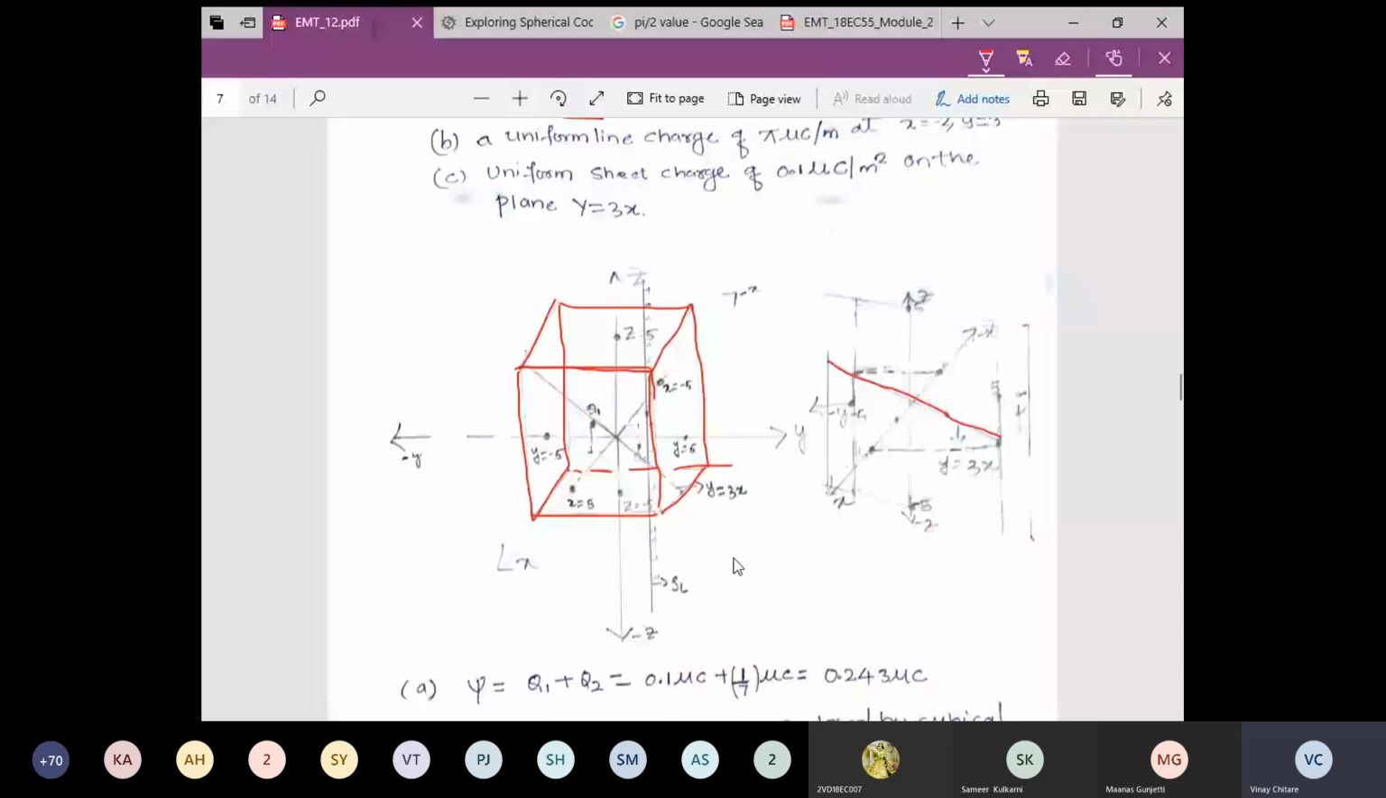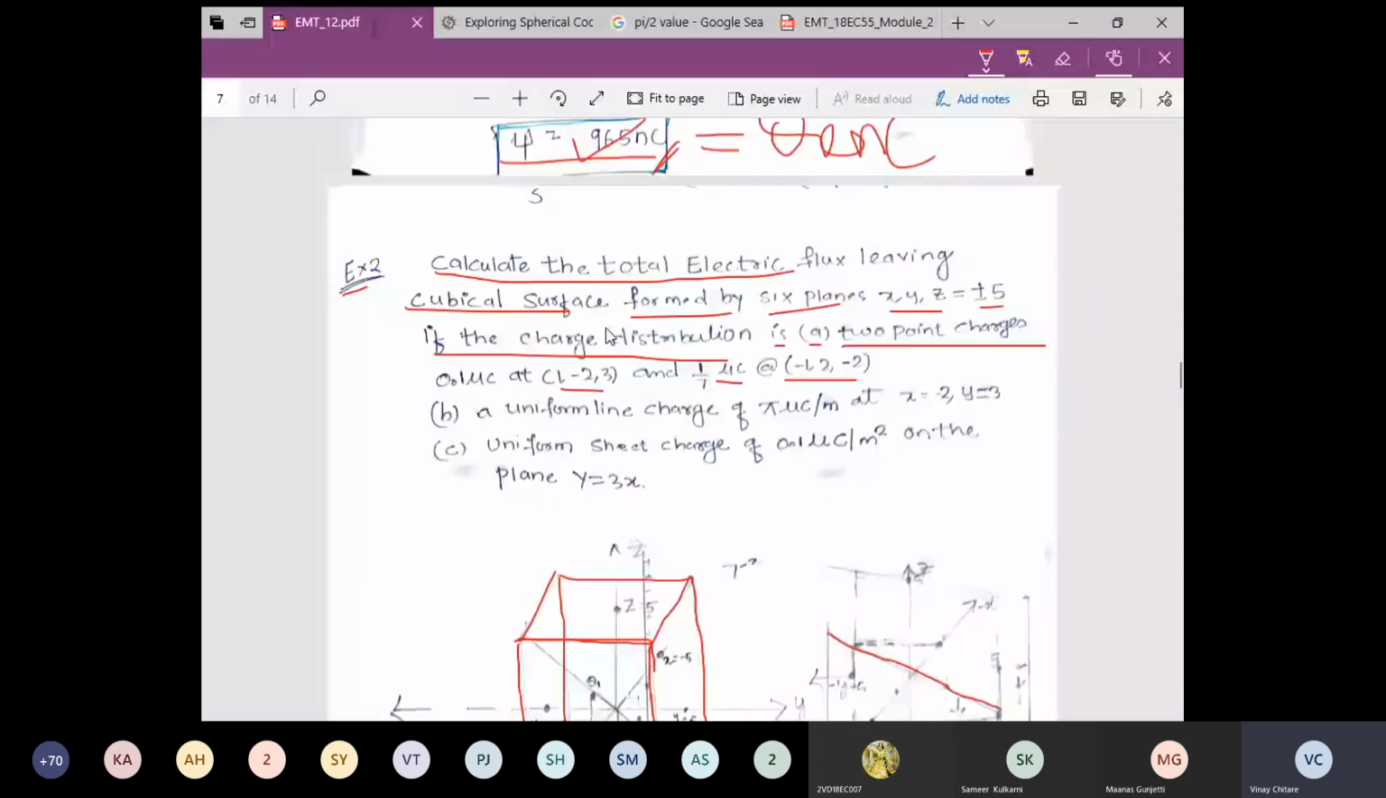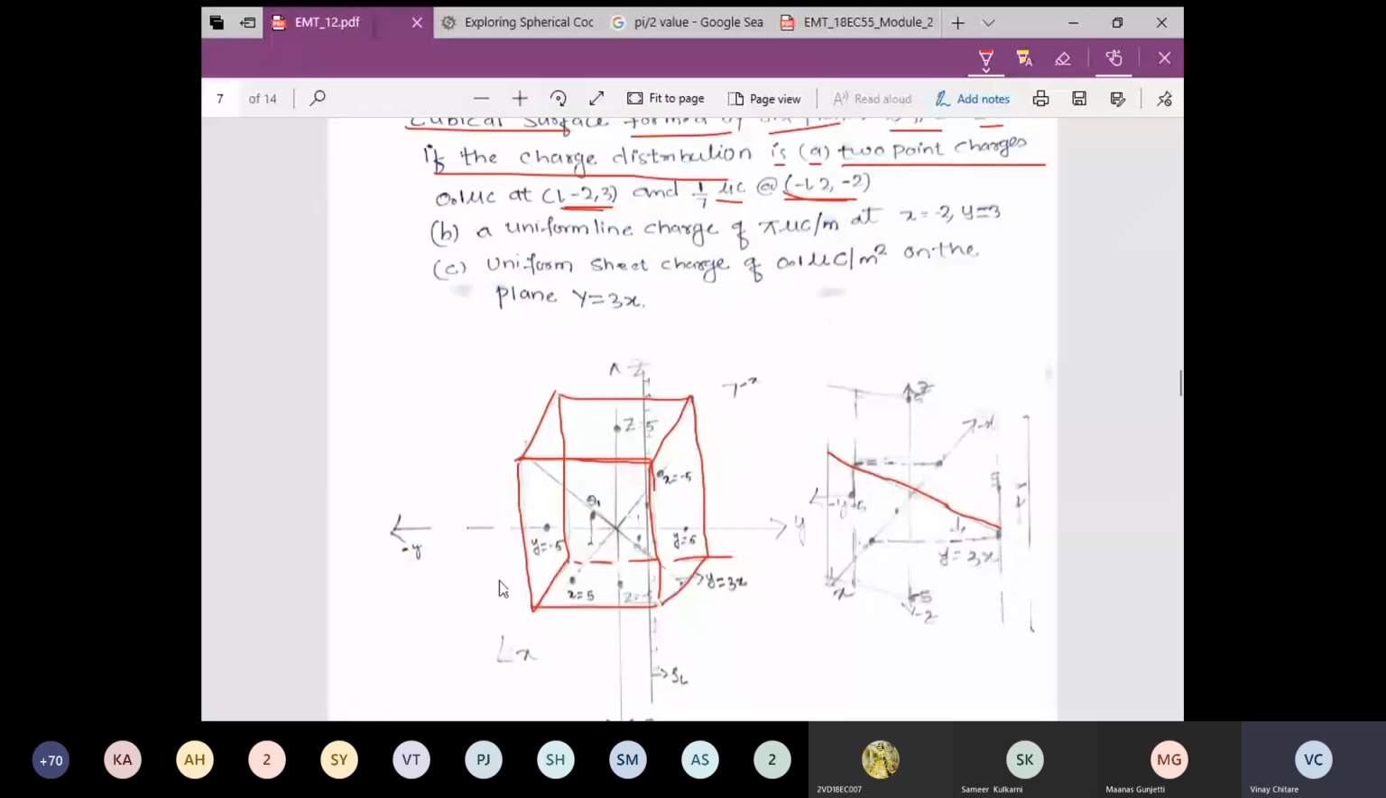Now the question is to find the electric flux leaving the cubical surface. The first charge distribution we have is 2 point charges located at these 2 points. So anyone could tell me what will be the flux leaving this closed cubical surface because of these 2 point charges?